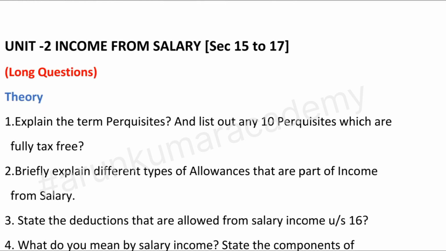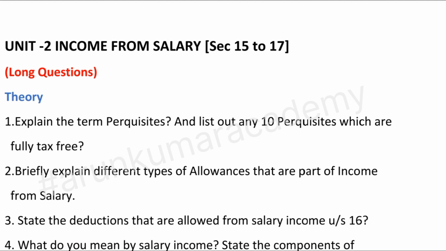Coming to unit 2, that is income from salary. So in this chapter compulsory we can expect one theory question and one problem on computation of income from salary. You need to learn the problem compulsory in this unit.